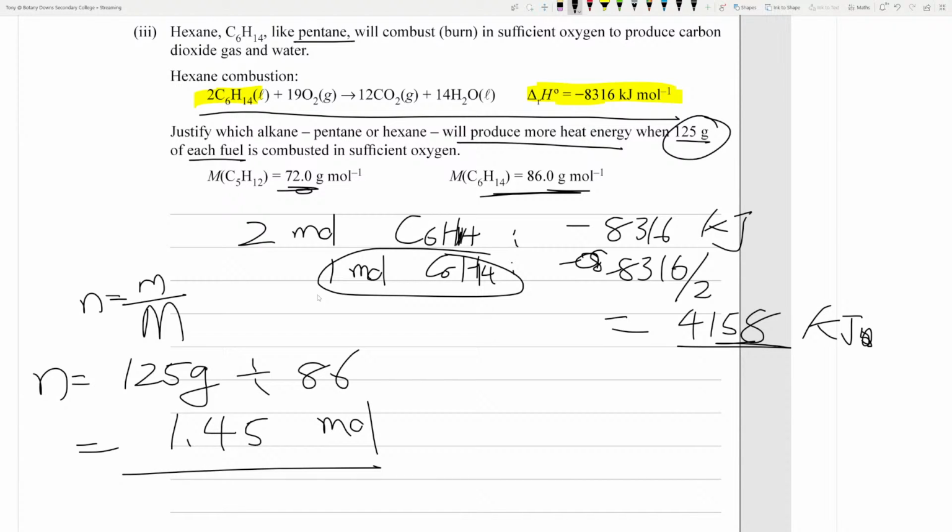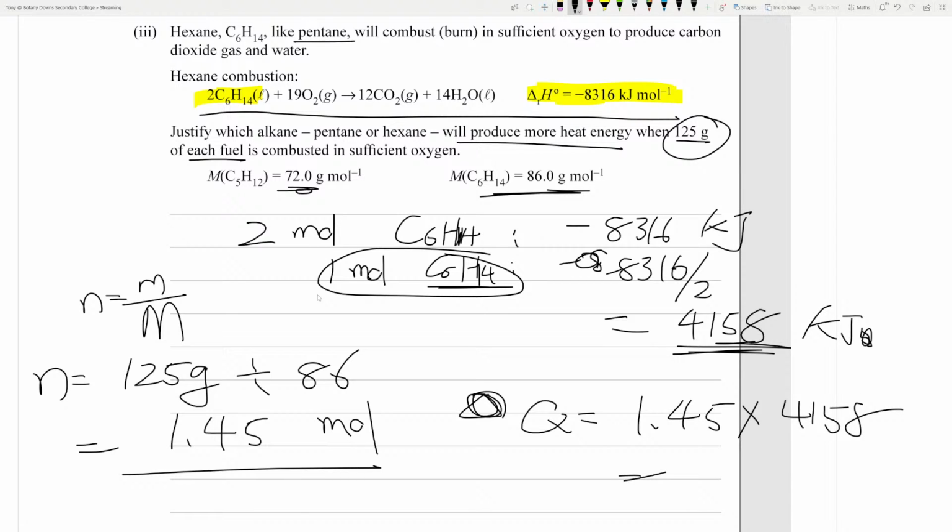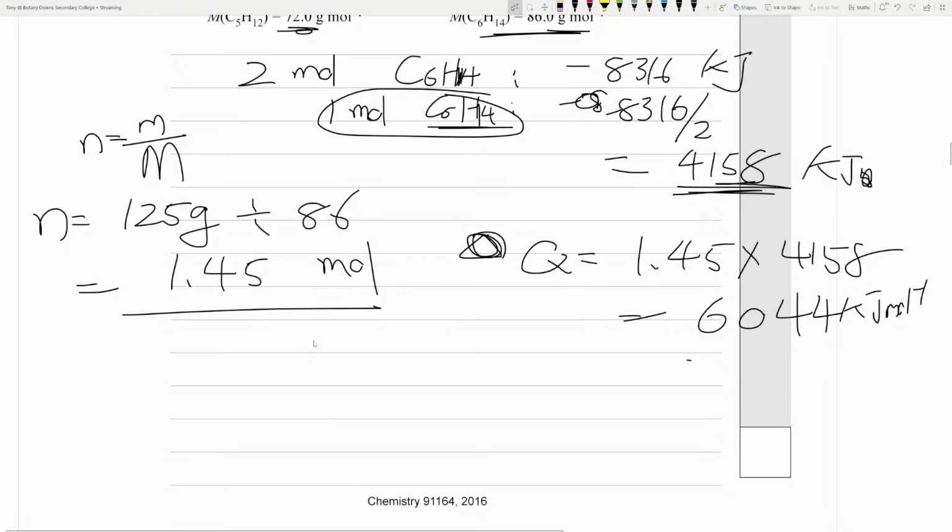So 1.45 moles I have, and I know 1 mole is 4158, so the energy, which is Q, is just going to be 1.45 times 4158. And make sure you don't delete numbers from your calculator. Make sure you use the whole number, and this is going to be 6040 kilojoules, rounded to 3 SF. Now if I did make a mistake, because I'm not looking at the answers, I'm just doing this on my calculator.